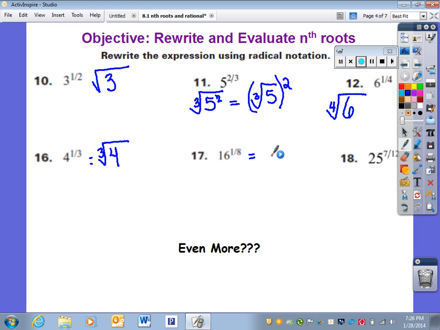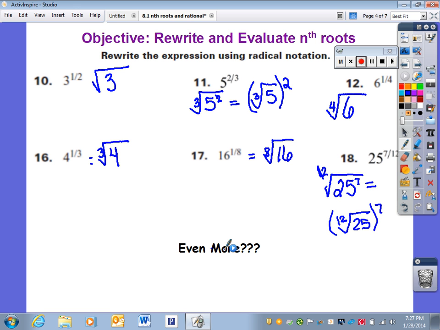In the next example, 16 is our base, 8 is our root, so this is the 8th root of 16, and that is to the first power, so we don't need to write that. In this example, again, our base is 25. The root is the denominator, so that's going to be a root of 12, and our exponent is 7. When we write that, we can either write it to the 7th power like this, or we can put the root of 12 with 25 as our base, and then take the entire thing to the 7th power.